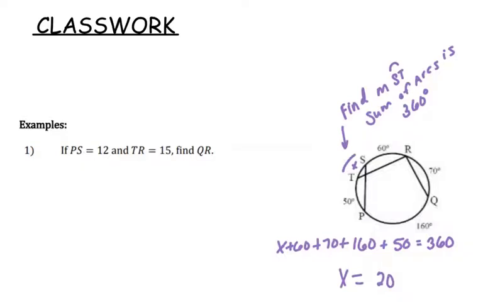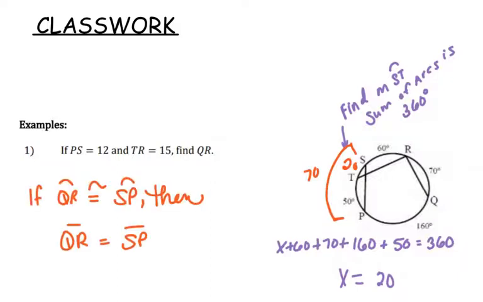And from here, what you'll notice is that if x equals 20, you could take the sum of those two adjacent arcs, arc ST plus TP, and we can see that those two put together equal 70. And we know that if the two arcs are congruent, arc SP or PS if you want to call it, and arc QR, then that means that those chords, chord QR and chord SP, those segments are congruent. So that would mean that if PS equals 12, then QR equals 12 as well.